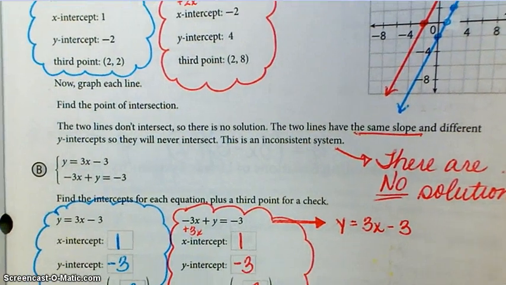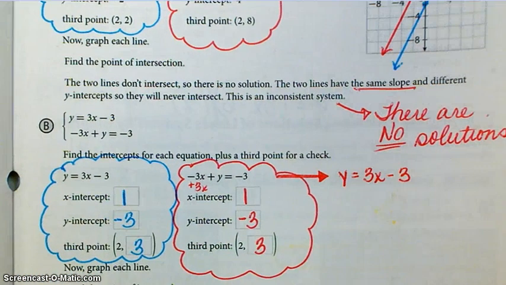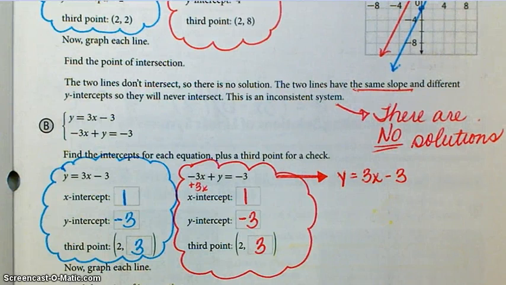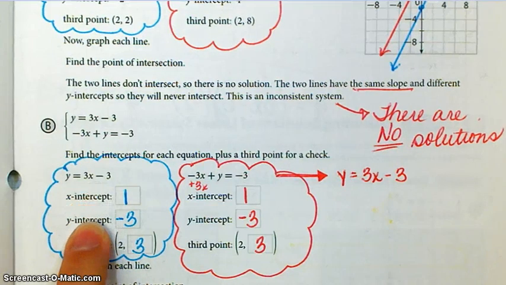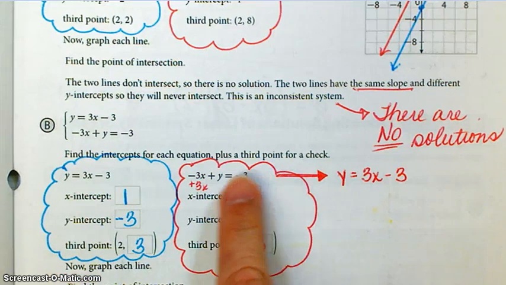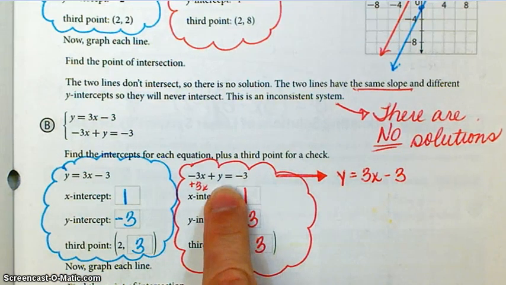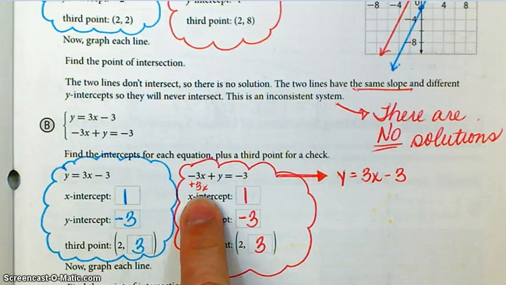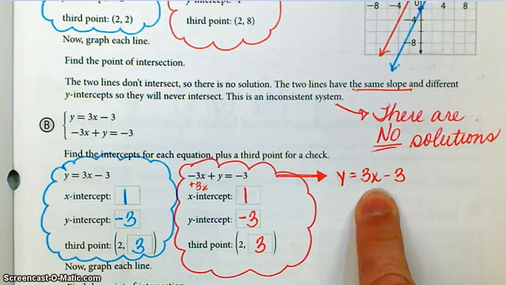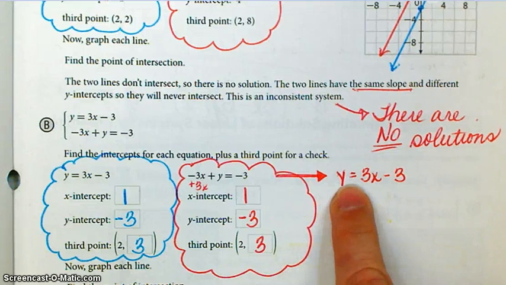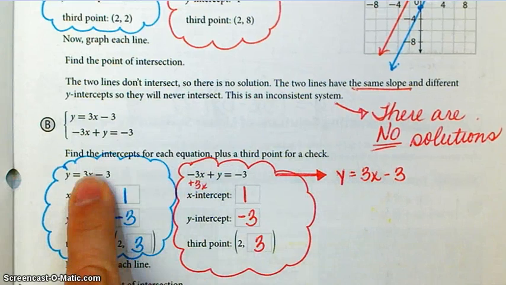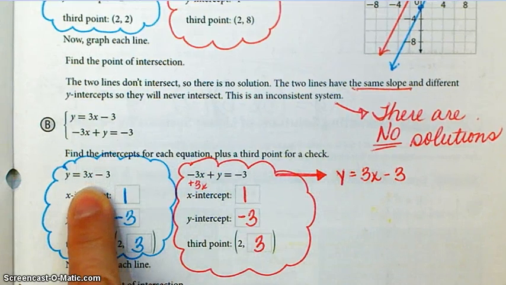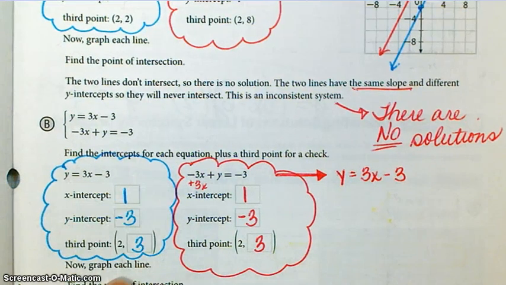We have y equals 3x minus 3, and then our second line is negative 3x plus y equals negative 3. All right, so this one's in slope-intercept form. Great. Figure out your x and your y-intercept. This one is in standard form, but I'm going to put it into slope-intercept form by moving the 3x, by adding it to both sides. And when I do that, I get y equals 3x minus 3. So that's my red line. My blue line is also y equals 3x minus 3. So guess what? They're really the same line.